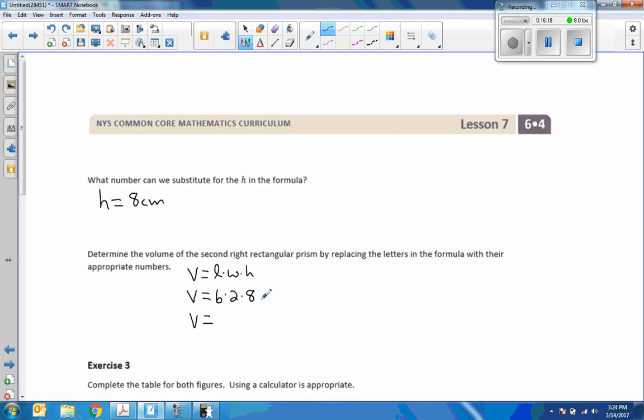PEMDAS says to multiply left to right if that's all you have. So that'd be 12 times 8. So therefore the volume is 96 centimeters. Now this is volume, so it's cubic centimeters.